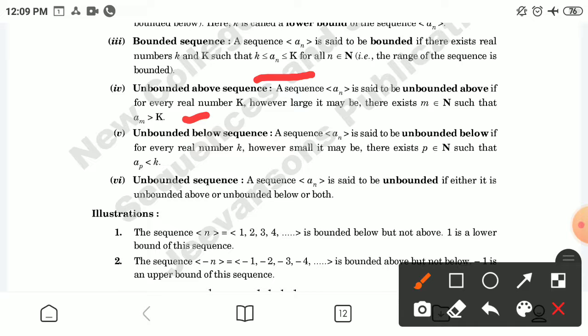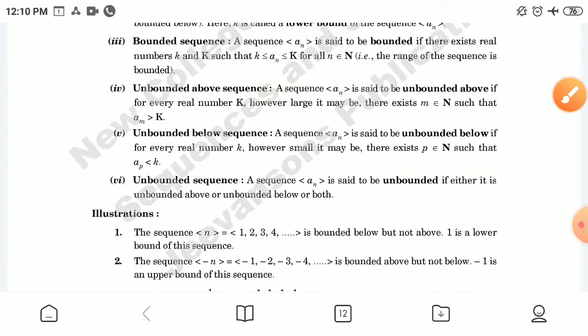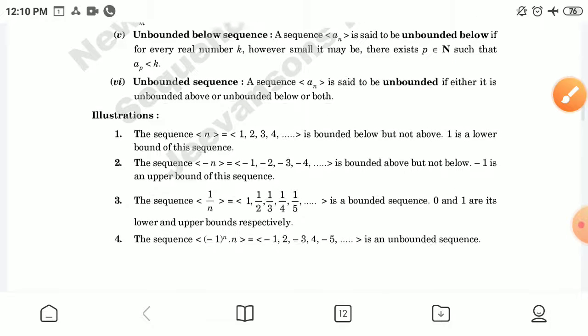Fifth definition, unbounded below sequence. A sequence {a_n} is said to be unbounded below if for every real number k, however small it may be, there exists p belongs to N such that at that place p, a_p becomes less than k. Number sixth, unbounded sequence. A sequence {a_n} is said to be unbounded if either it is unbounded above or unbounded below or both. Now making illustrations for these definitions.